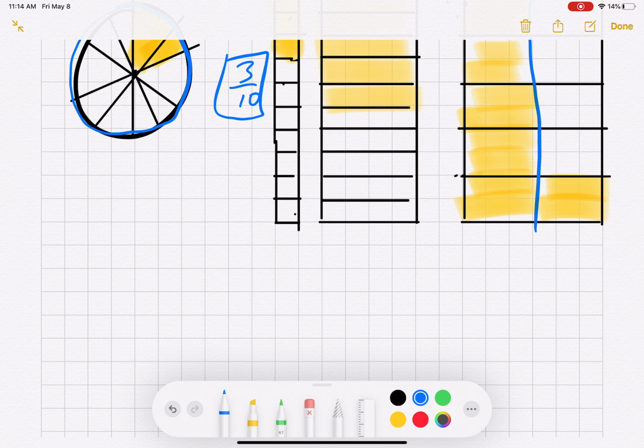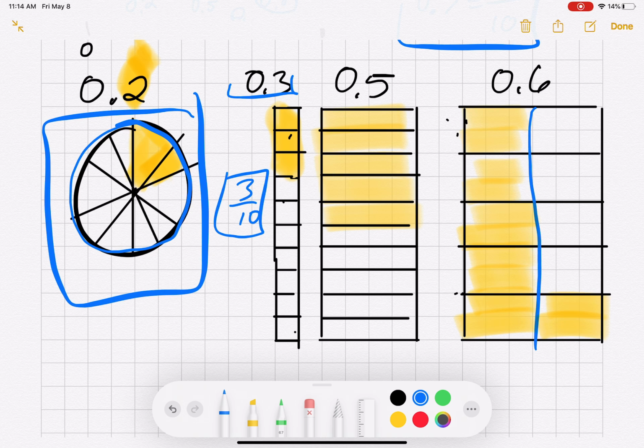All right, so do the exercises that I've assigned. You're going to do the backwards now. So you're going to be given these pictures and you're going to have to write the decimal, not the fraction.